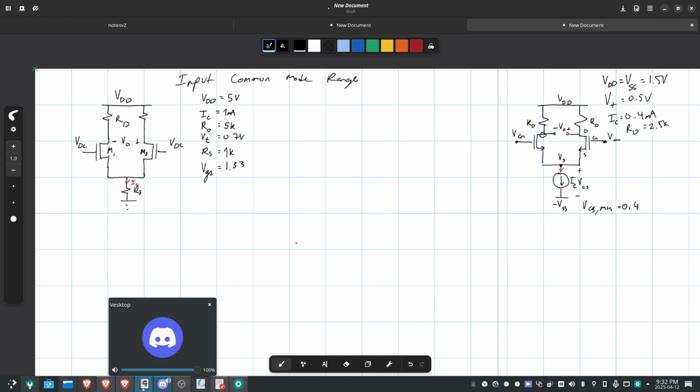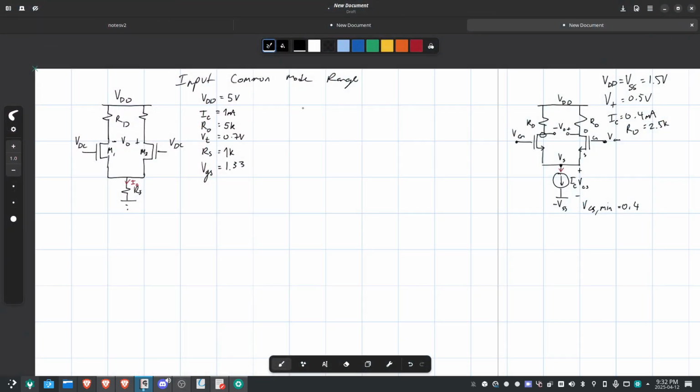So the simple answer, all you need to remember is that for VCM minimum, you solve this using KVL around VCM. And for VCM maximum, all you have to do is fulfill VDS is greater than or equal to VOV. That's it. So we're going to run through two example circuits, both slightly different, and I will show you how you can find that.